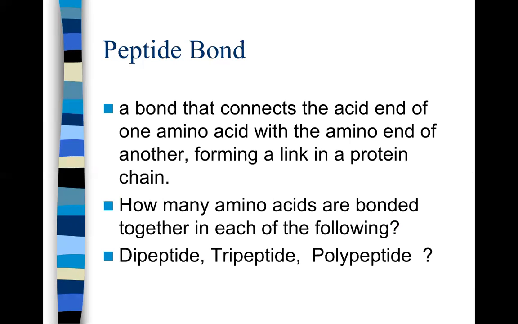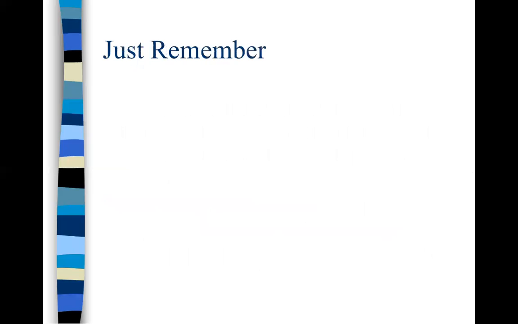Depending on how many peptide bonds are formed, we have different length proteins. We have similar terminology to what we had in our previous lectures with fatty acids. And so we have di, which means 2, tri, which means 3, and poly, which means many. So in a polypeptide, we have more than 3 amino acids linked together. In a dipeptide, we have 2 amino acids linked together, and in a tripeptide, we have 3 amino acids linked together.